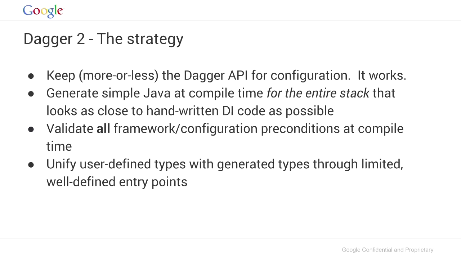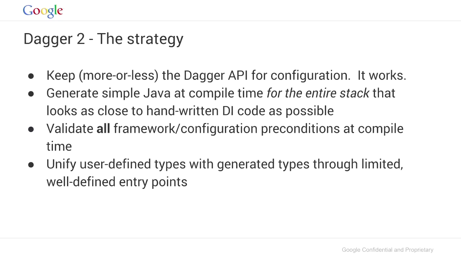The compile time code, we want to generate nice, simple code for the entire stack. No more reflection. We're getting rid of reflection entirely. That was a bit of a tricky goal. We'll see how we did it. We also want to validate all framework and configuration preconditions at compile time. If we don't have reflection and we don't have a runtime presence, we obviously need to check all the errors at compile time. Otherwise, your application would just fall over and not compile.